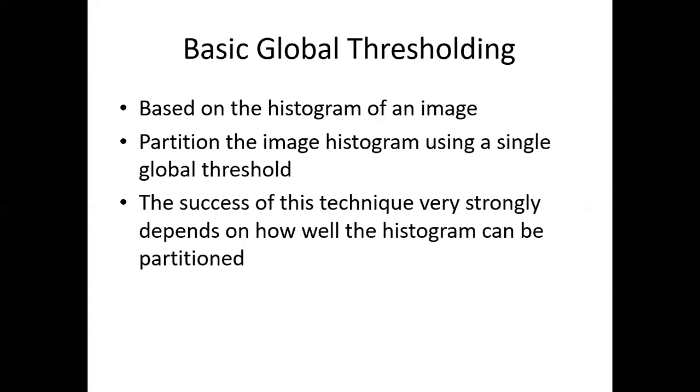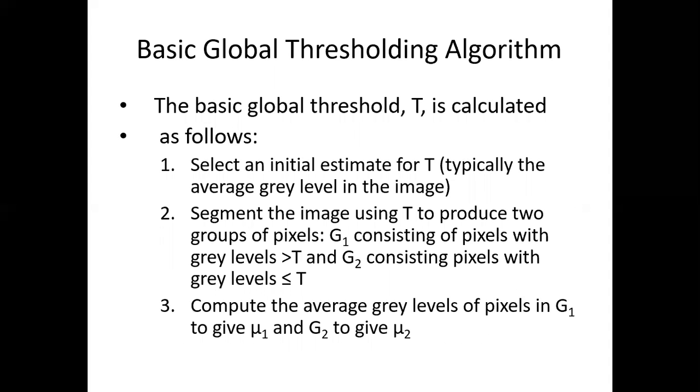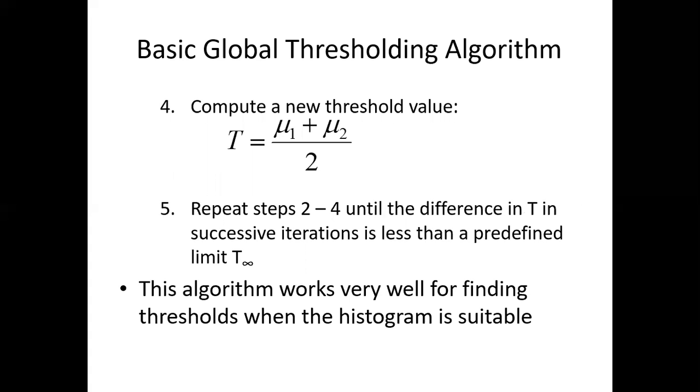Based on the histogram of an image, partition the image histogram using a single global threshold. The success of this technique depends very strongly on how well the histogram can be partitioned. The basic global thresholding algorithm: the threshold T is calculated as follows. Select an initial estimate of T. Segment the image using T to produce two groups of pixels: G1 consisting of pixels with gray level greater than T, and G2 consisting of pixels with gray level less than T. Compute the average gray levels of the pixels in G1 to give mu1 and G2 to give mu2. Compute the new threshold value T equal to (mu1 plus mu2) divided by 2, that is, the average of the two values.